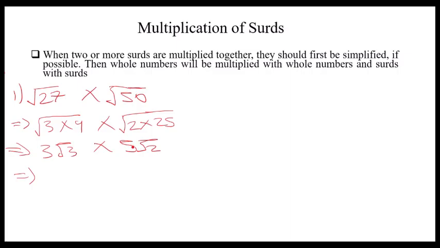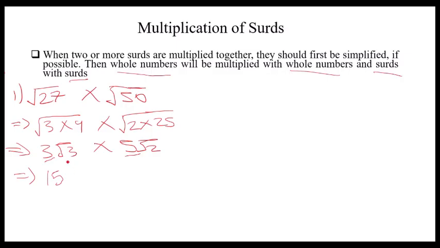So at this stage, we will now follow our rule. What does it say? The whole number will be multiplied with the whole number, and the surd will be multiplied with the surd. Do you understand? So meaning, we are going to take this whole number, this 3, and this 5. So 3 times 5 is what? 15.